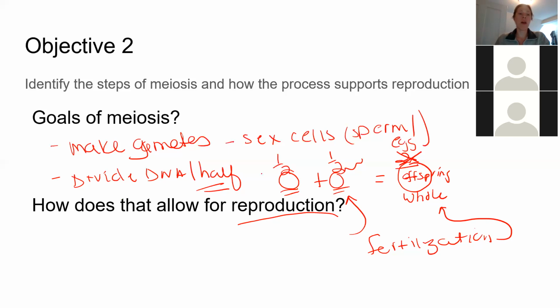The other goal of meiosis is to create unique individuals. And it does that by doing some mixing of the DNA that I'll point out. So it helps to make genetically unique individuals. And I'll point that out on this image.